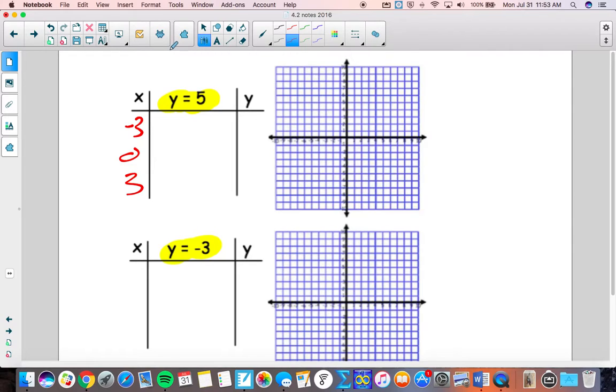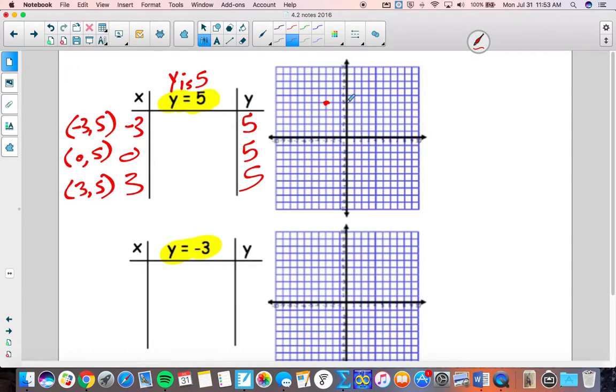Well, when I substitute that in for x, I'm supposed to calculate what y is. Well, no matter what x is, y is 5. There's no calculation to do. It says right here, y equals 5. So here are 3 coordinate pairs, your x and your y: -3, 5, 0, 5, and 3, 5. It makes a line, connect the dots.